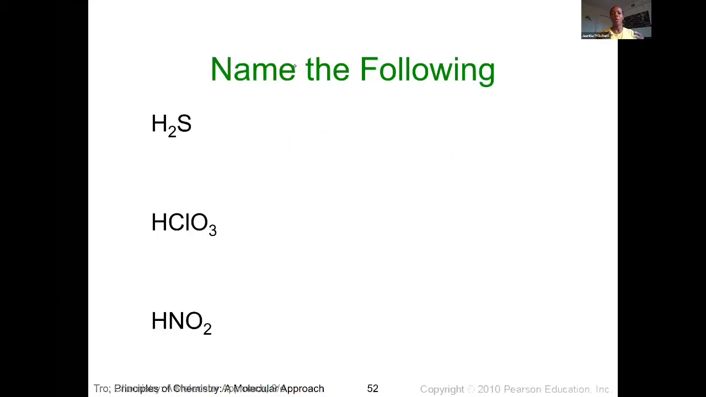So let's try a few examples. We have H2S, so two letters means it's binary. So we will use the prefix, so this will be hydro. Then we have sulfur, so we're going to add the ending: hydrosulfuric acid, which is different than sulfuric acid, which would be H2SO4.